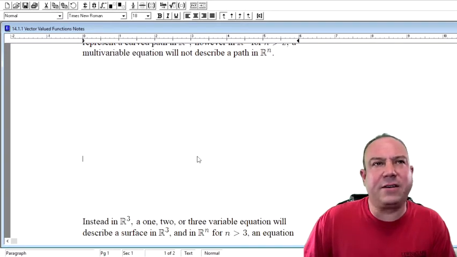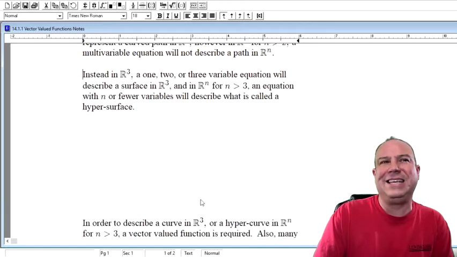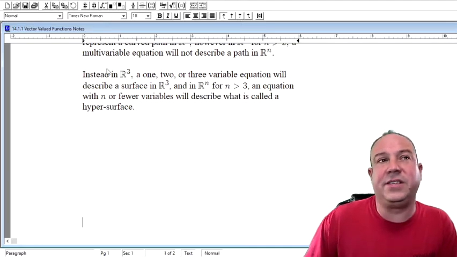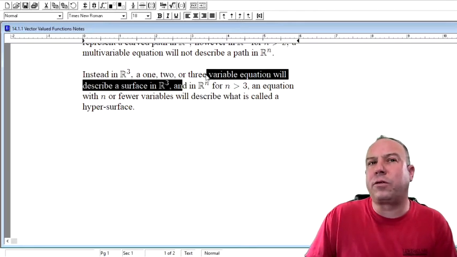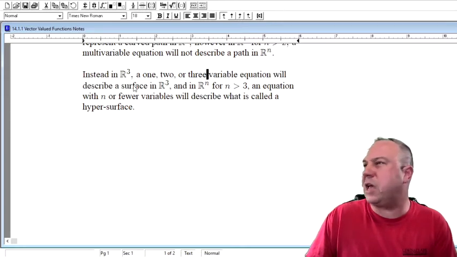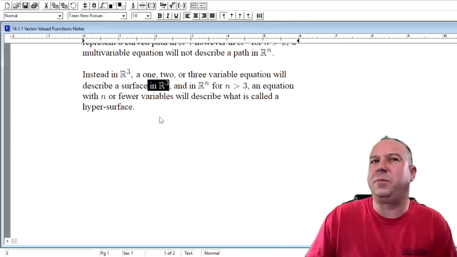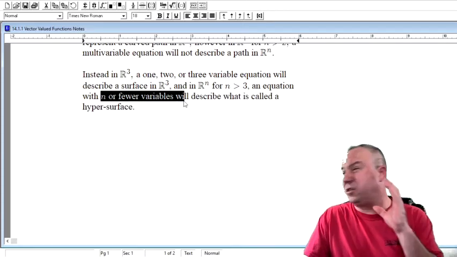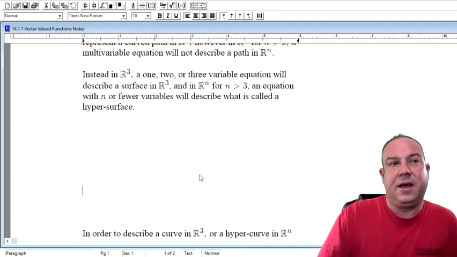This is where vector valued functions come in. Instead, for instance, in a three-dimensional space, a 1, 2, or 3 variable equation will actually describe what we call a surface in that three-dimensional space. And in n-dimensional space, for n greater than 3, an equation with n or fewer variables will actually describe what is called a hypersurface. All right?